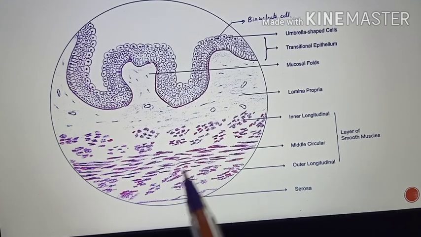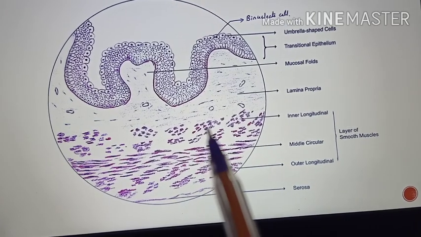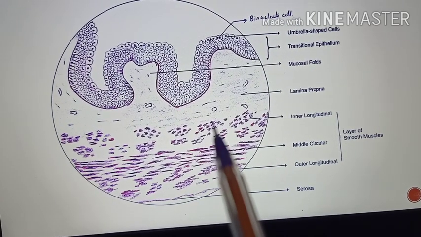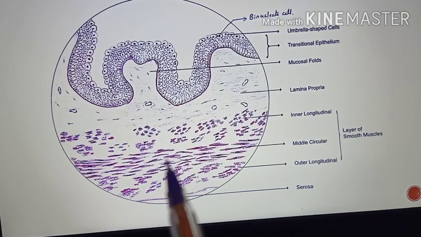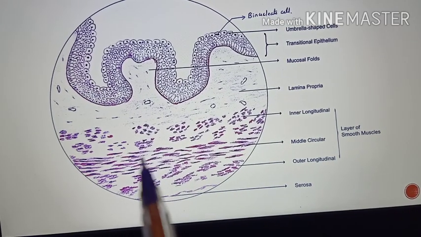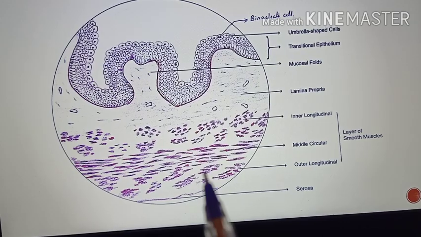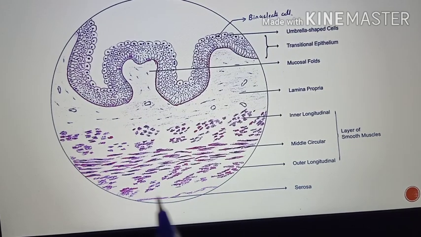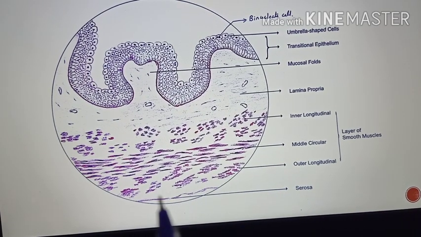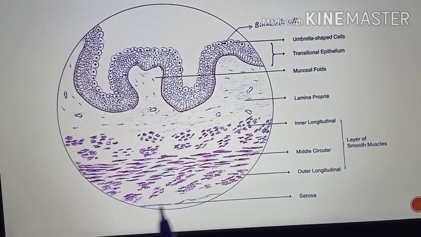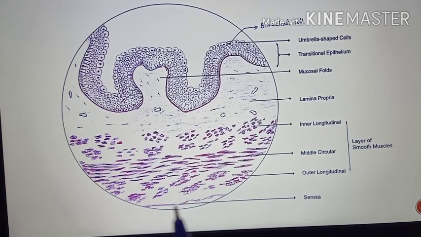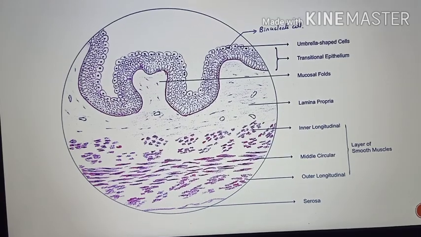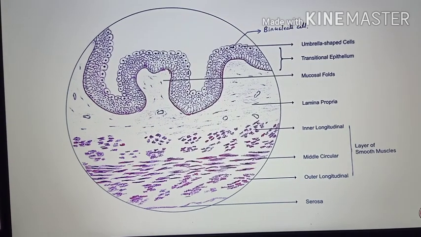Then this entire thing is the muscle layer. It is made up of the inner longitudinal layer, this is the middle circular layer of muscles, then this is the outer longitudinal layer. Then you can draw the serosa layer, that is a little connective tissue along with a single layer of squamous epithelium. So this is how you are supposed to draw it in the record books.